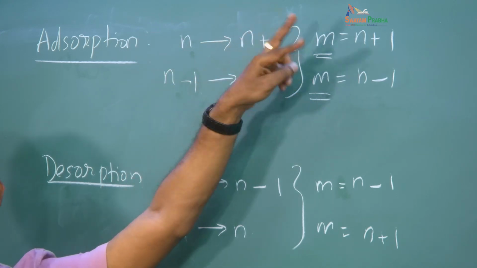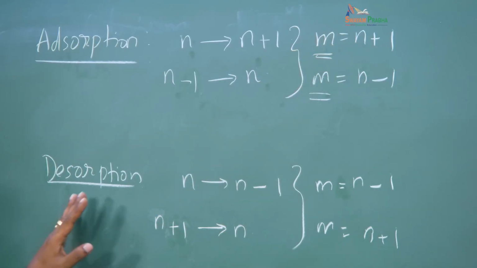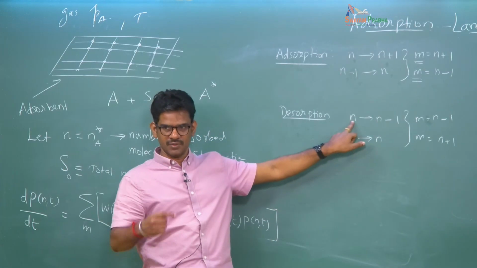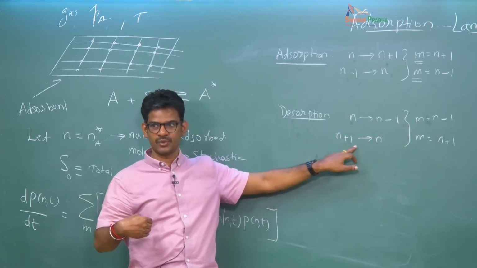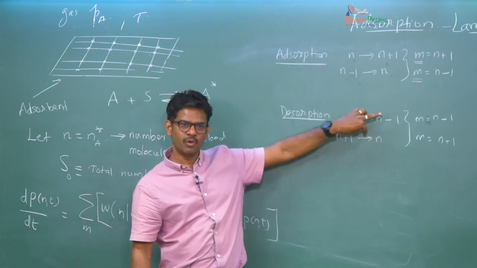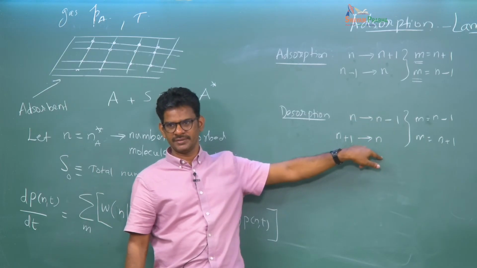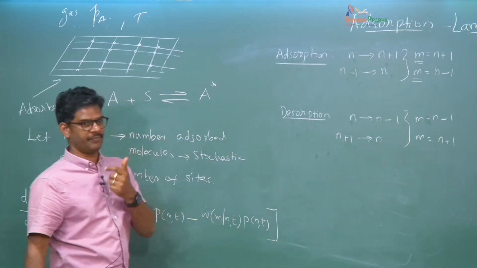So we have found two possible m values for adsorption alone. Similarly, if you look at desorption, desorption means a molecule is removed from the surface to the gas phase. When the system is at n, one desorption can lead to n minus 1, or when the state is at n plus 1, one desorption can lead to n. Both of these events affect the state of n by creating or by destroying it. So we have to take care of all these four events.